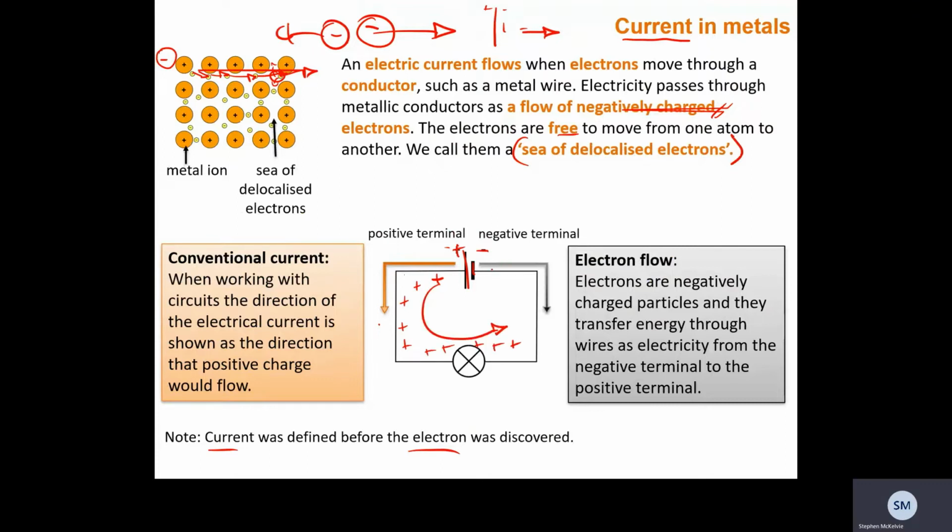However, that's not what's actually happening. We then discovered the electron and realized that electrons make electricity. So it's these little electron charges that move from negative to positive, but we have to use the conventional current rule for most of the rules of electricity.